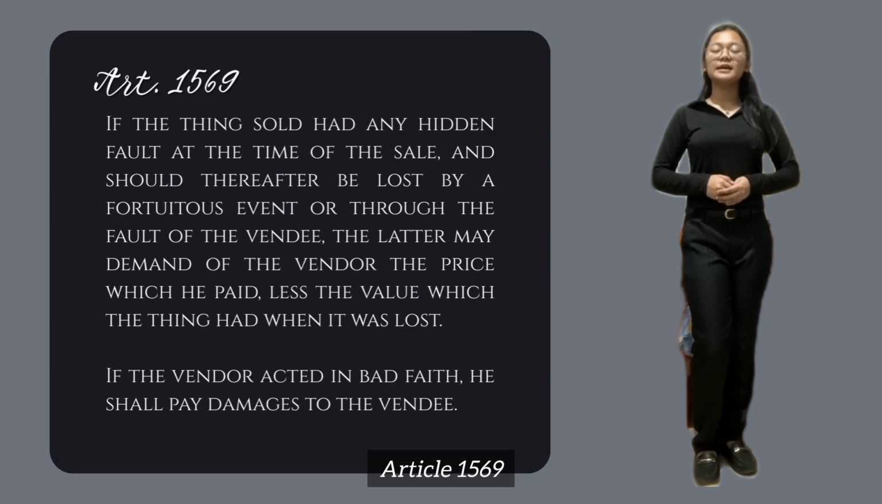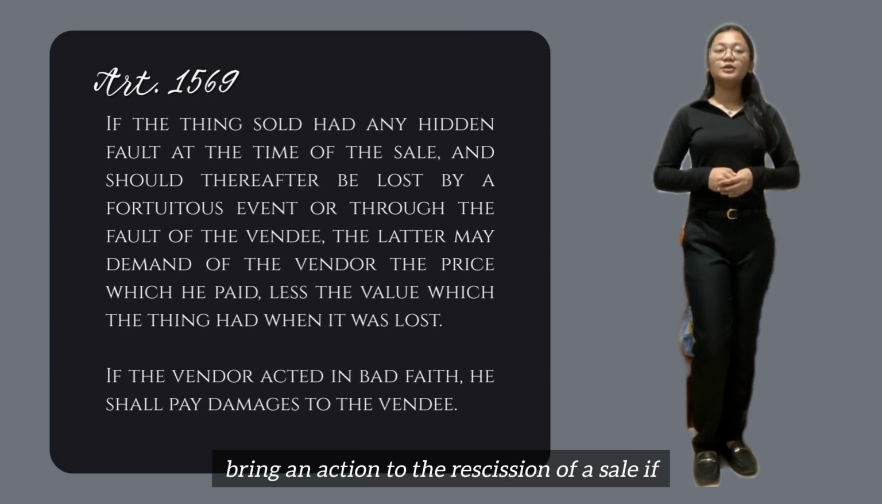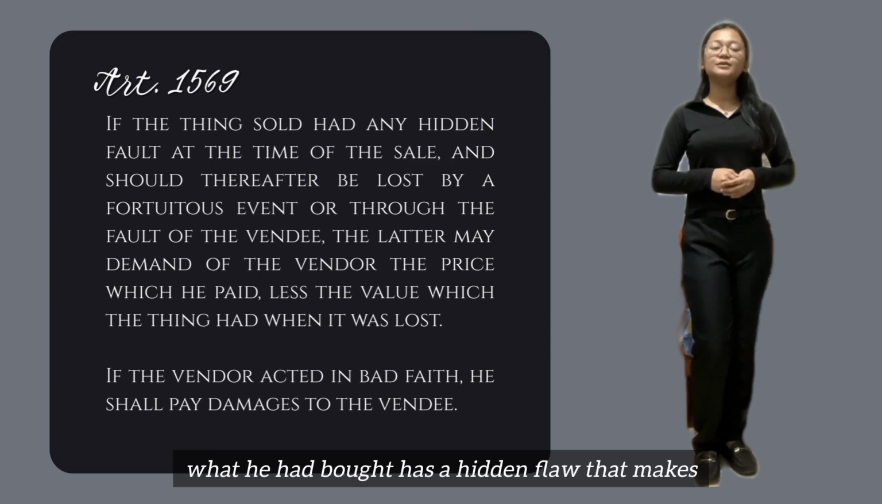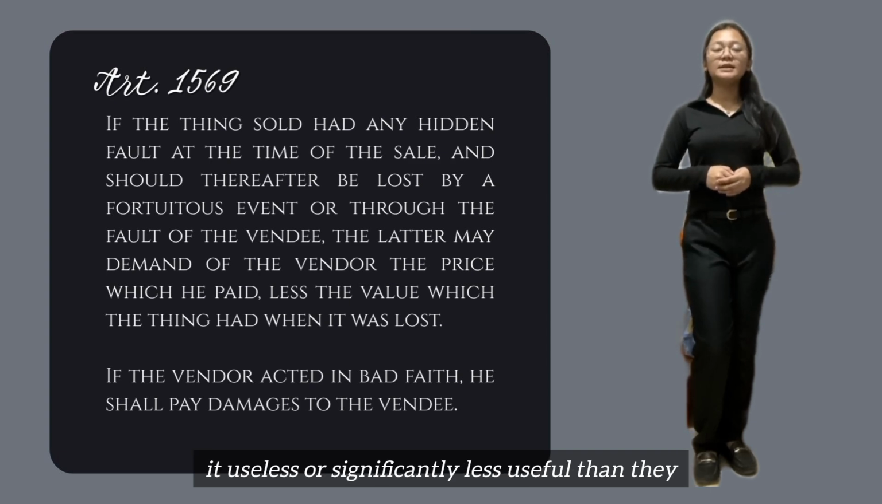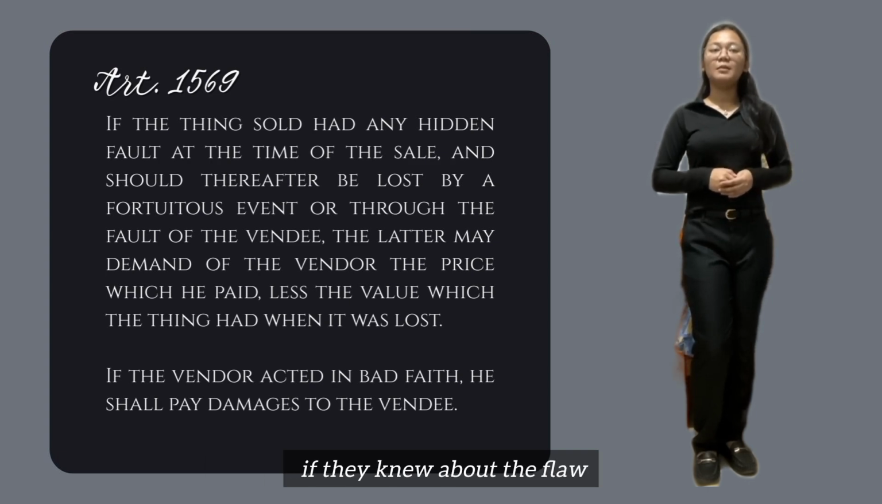Article 1569 essentially states that a buyer could bring an action for the rescission of sale if what he had bought has a hidden flaw that makes it useless or significantly less useful than they had expected, and they wouldn't have bought it if they knew about the flaw.